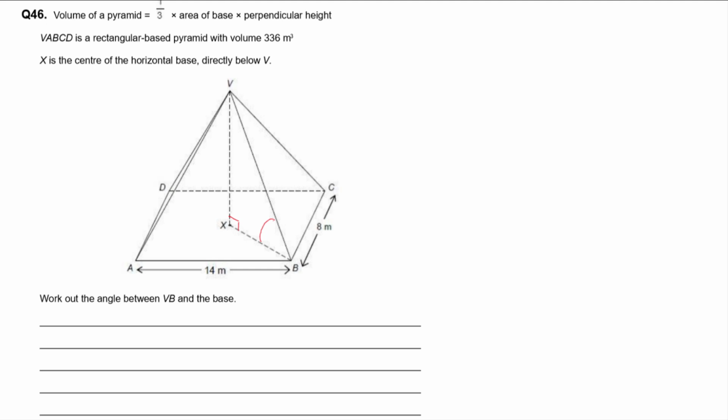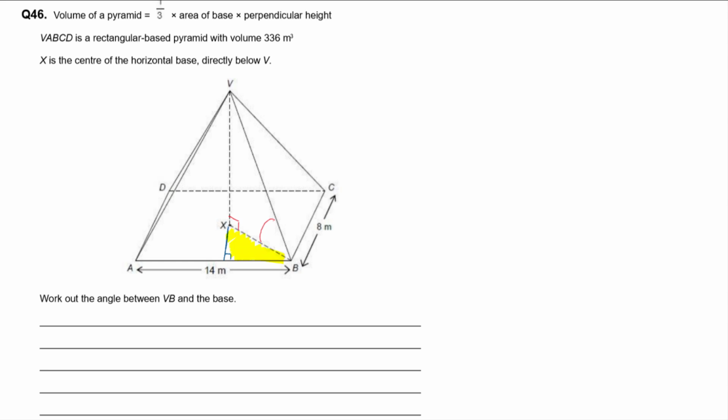Now we've got the formula for the volume, so I guess we can use that to work out the perpendicular height of the shape, and that will give us XV. But we'll also need to find another side of the triangle, like BX. And we can probably do that with Pythagoras theorem. So that's what I'm going to do then. Let's form a little right angle triangle by drawing a line coming from here down to here at a right angle.